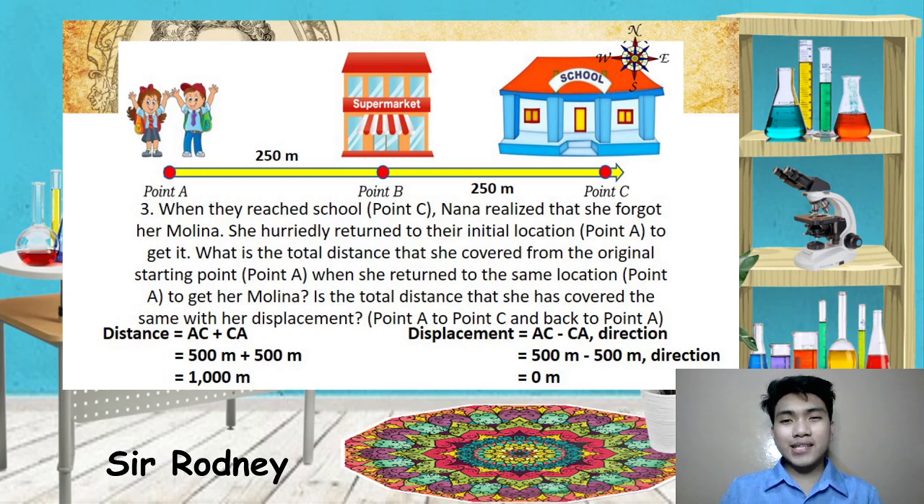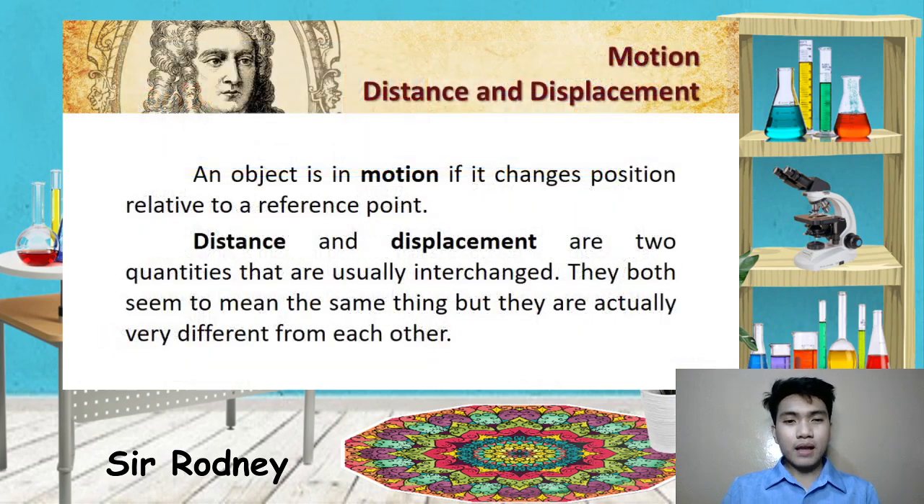Alright, let's have a recap. An object is in motion if it changes position relative to a reference point. In other words, motion is just the change in position. Distance and displacement are two different quantities that are usually interchanged. They both seem to mean the same thing, but they are actually very different from each other.